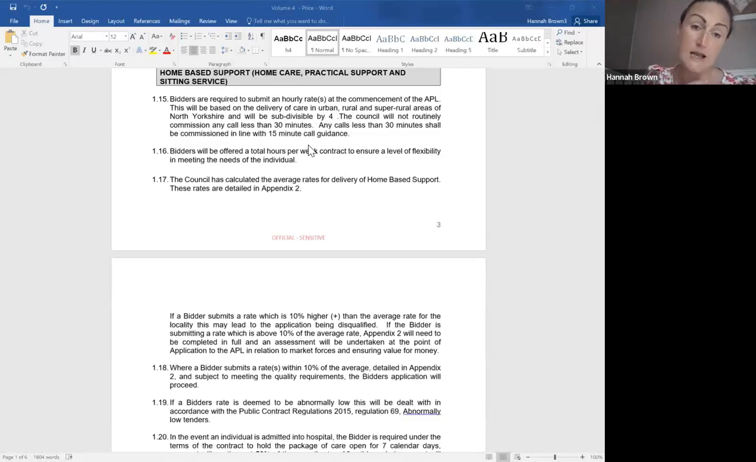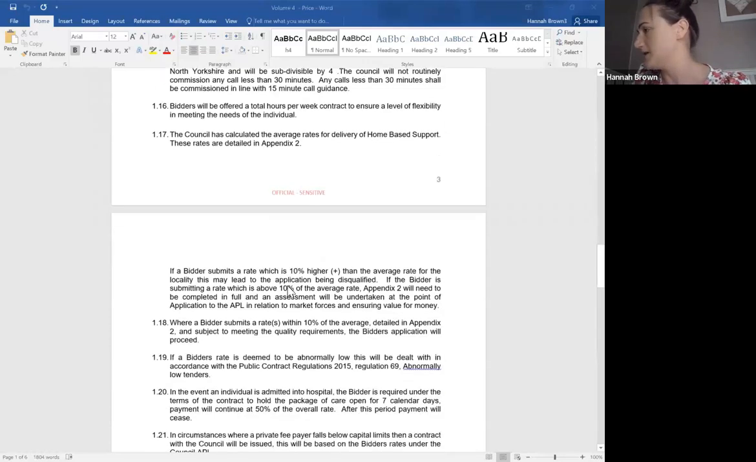We are seeking a move away from that where possible, although we recognise that 15-minute calls are appropriate for such things as welfare calls and practical support. We don't envisage commissioning 30-minute calls for any personal care services, but do make sure that you make reference to that 15-minute call guidance as well when completing this procurement and the appendix 2.